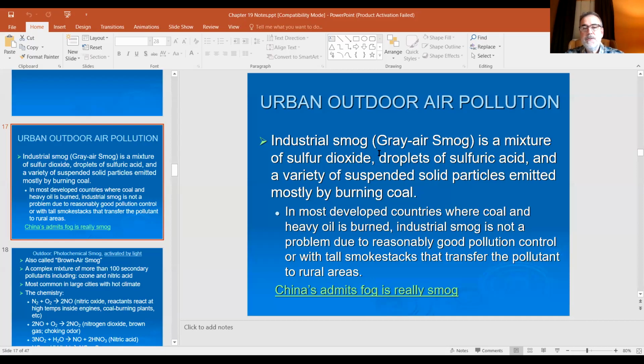So industrial smog, also known as gray air smog, is a mixture of sulfur dioxide, sulfuric acid, suspended particulate matter, emitted mostly by burning coal. All right, burning coal and heavy oil, stuff like that. Those are the places that are going to be most affected. So coal burning areas will be more likely to have gray air smog, and of course sulfuric acid and acid rain caused from the burning of the coal and the heavy oil.